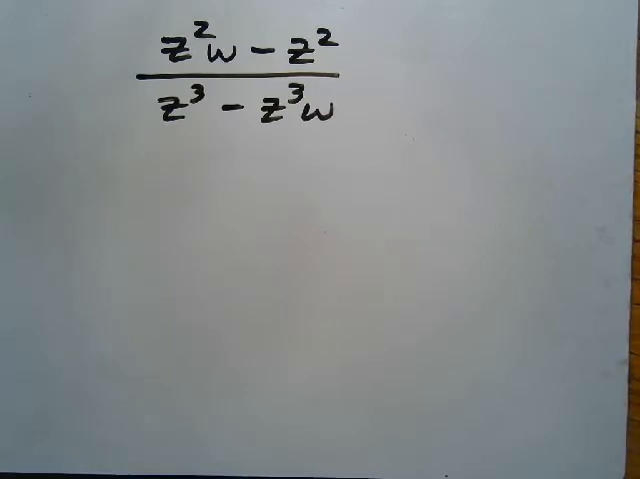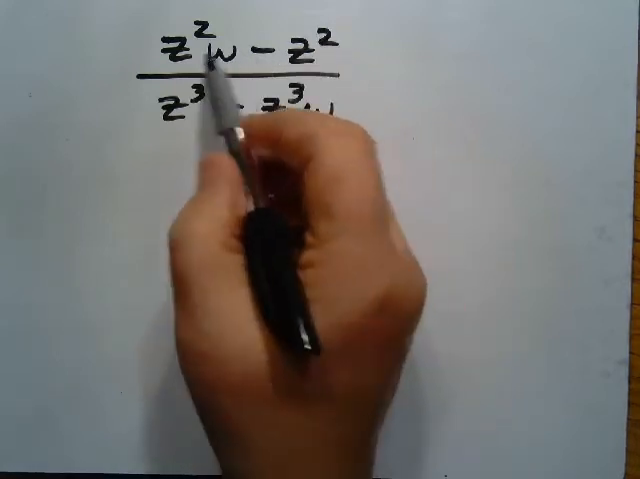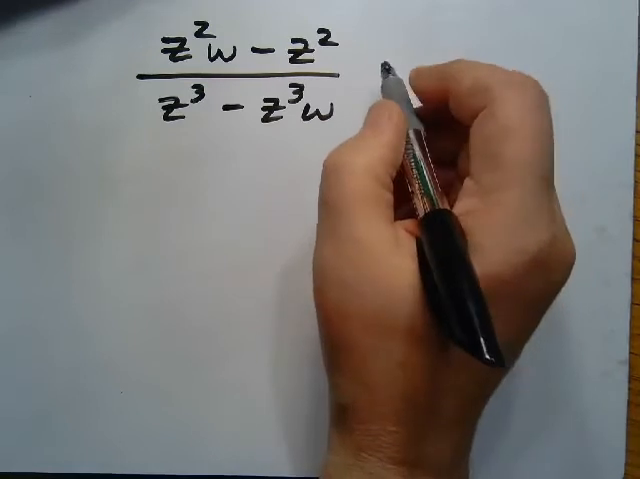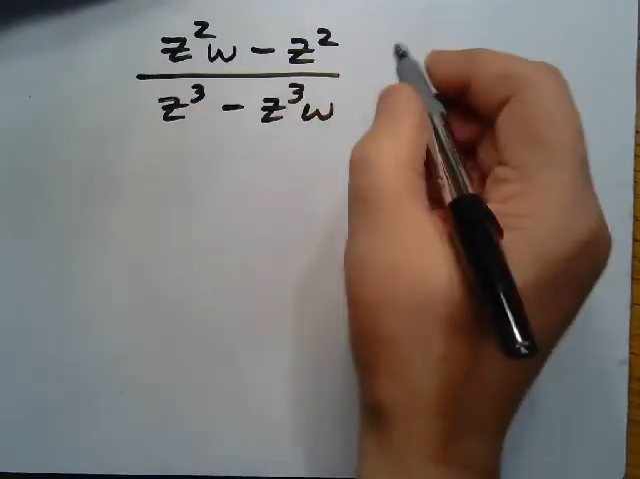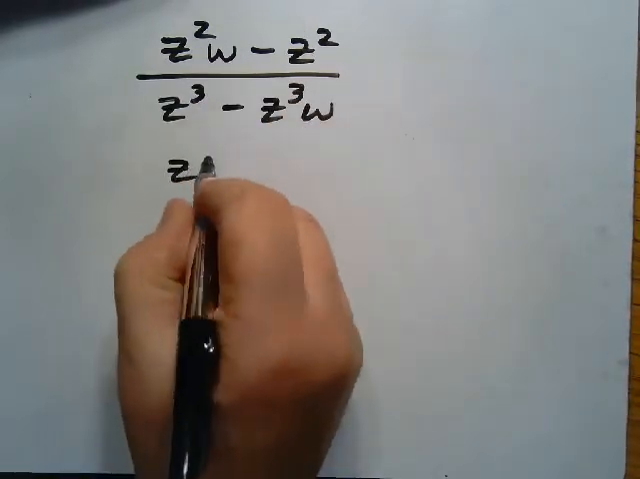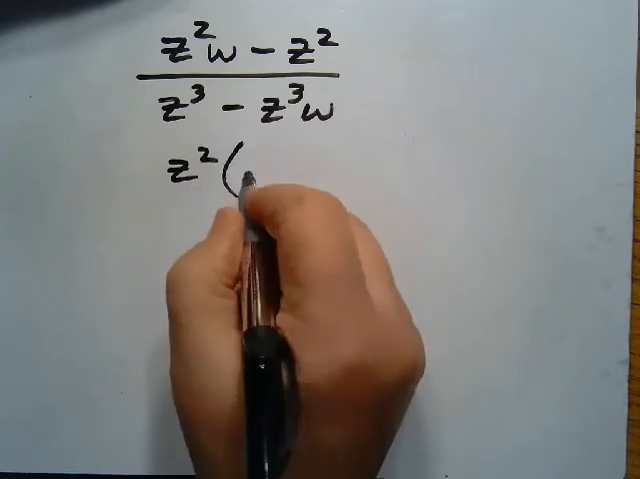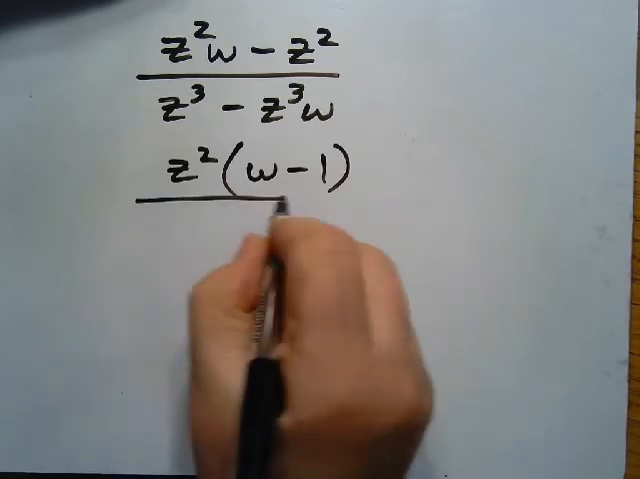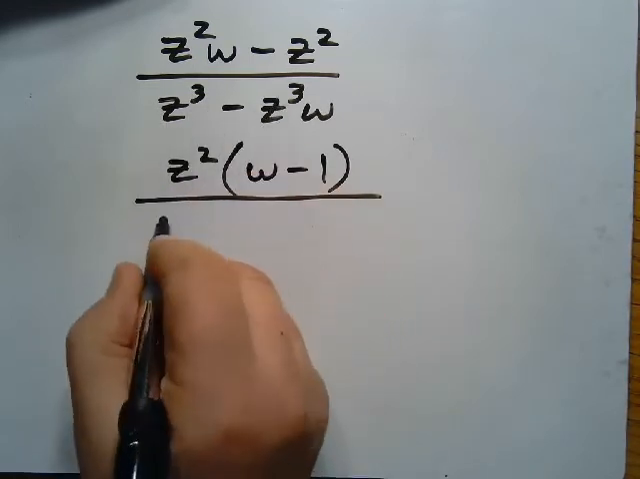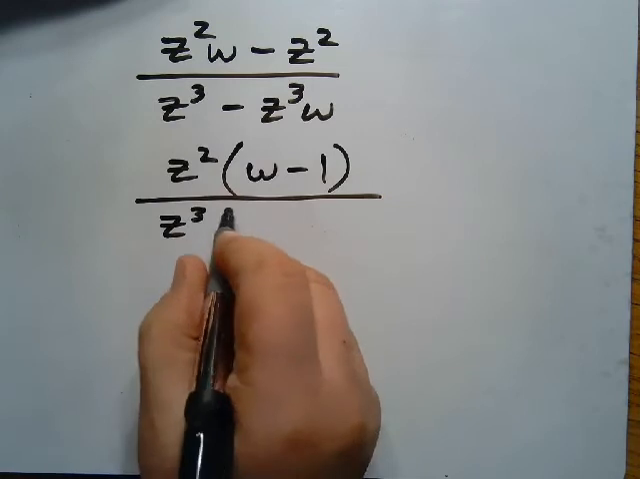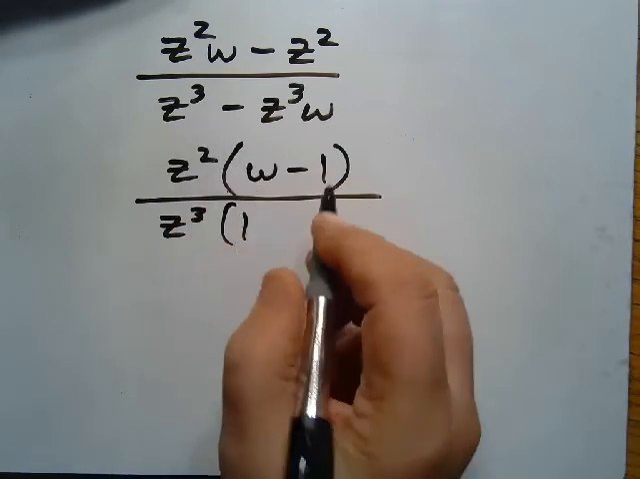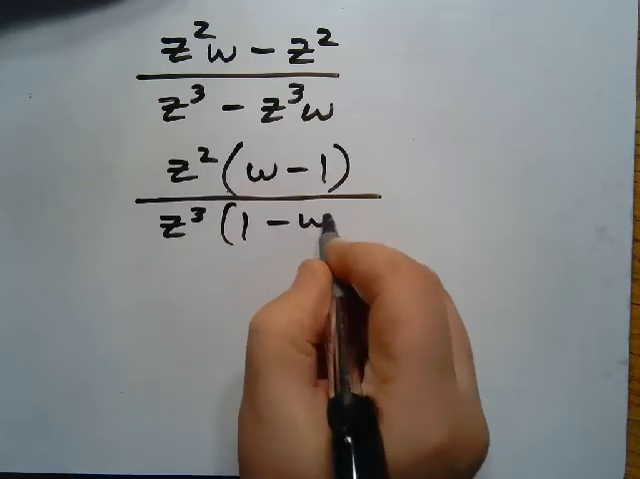All right, let's take a look at this particular problem. We can't cancel things here as long as there's add-ins involved, so we're going to have to turn these to factors if we can. Looking at the top, I can see that I can take out a z squared. And when I do, I'll end up with a w minus 1. On the bottom, I can take out a z cubed. And I'm left over with, well, I got to leave something behind there. That'd be a 1 minus w.